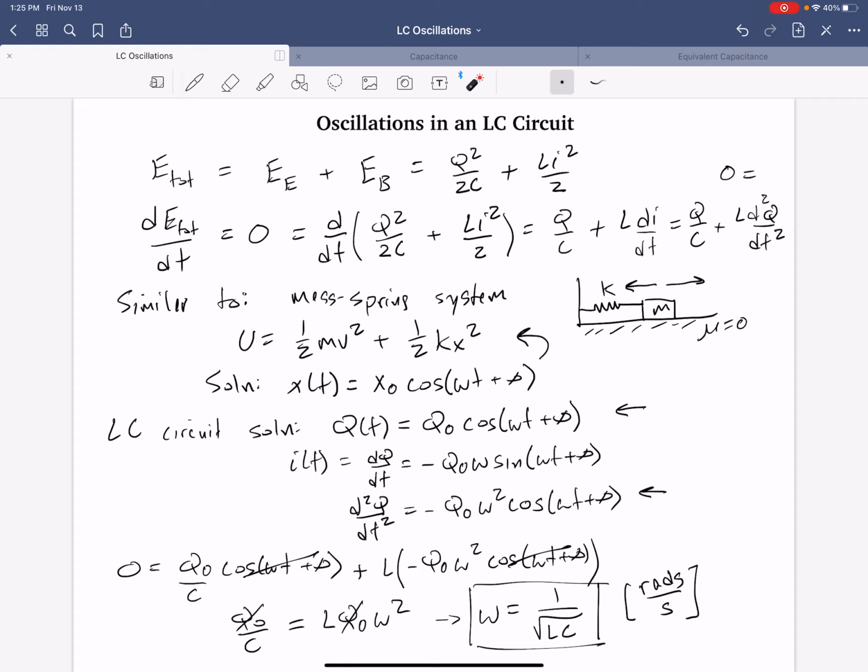Took that to its conclusion, and we found Q, dQ, d squared Q, and plugged in the terms that we needed to and solved for omega to get this expression.